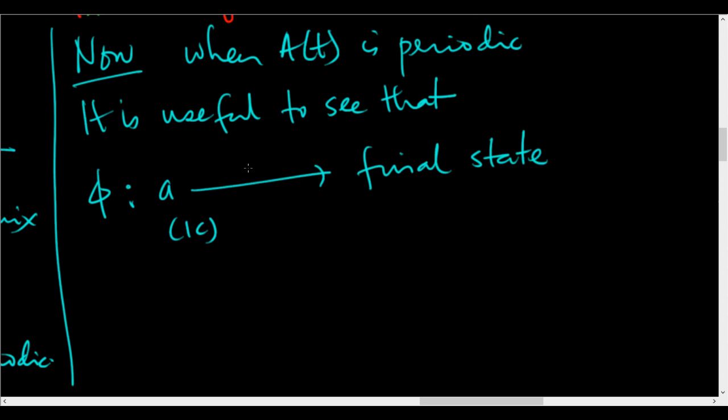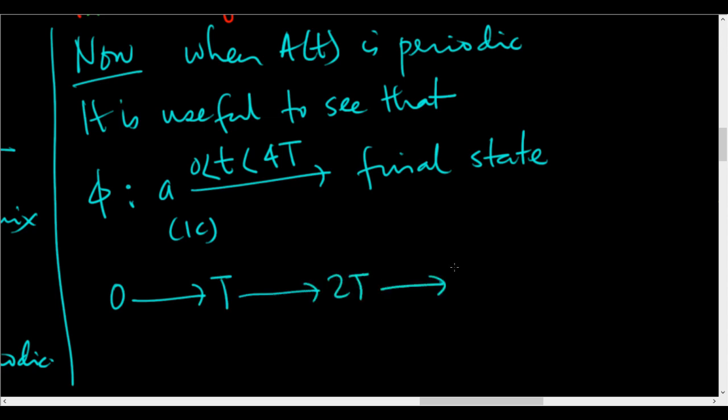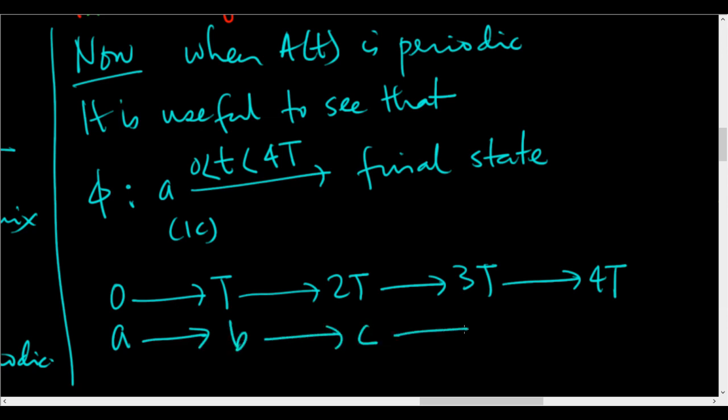Let us say this t goes from 0 to 4 times the period. Okay, so you can divide it, think of it as mapping it 4 times, so you can go 0, then you go to T, then you go to 2T, then you go to 3T, and then you go to 4T. Okay, and then what happens here is this a gets mapped to something, let us say b, b gets mapped to something, c gets mapped to something, d gets mapped to something, e.